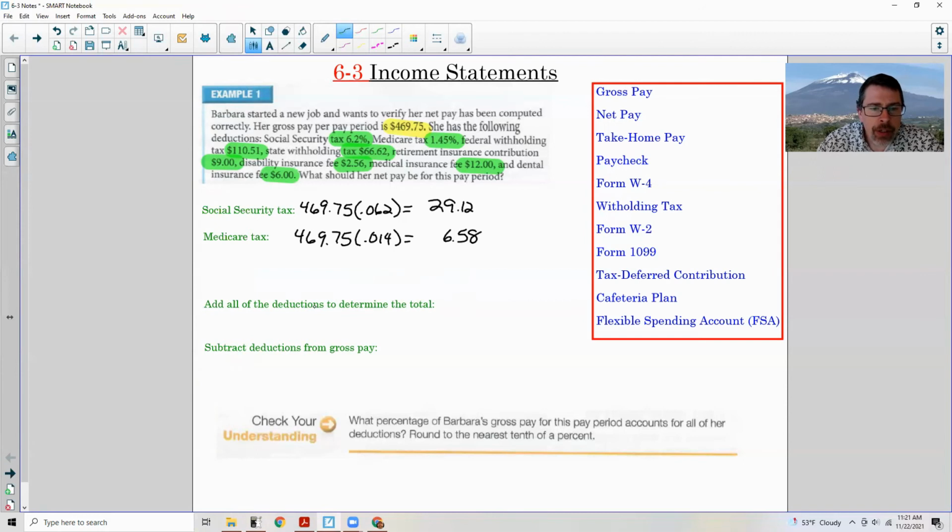Okay, add all of the deductions to determine the total. So we're going to take, I'll do it over here, 29.12. I don't like adding horizontally, I like adding vertically. 6.58. So there's Social Security, there's Medicare. Federal tax is 110.51. State is 66.62. Okay. $9 for retirement. $2.56 for disability. This is a 0, by the way. $12 for medical insurance, and dental, $6 per paycheck.